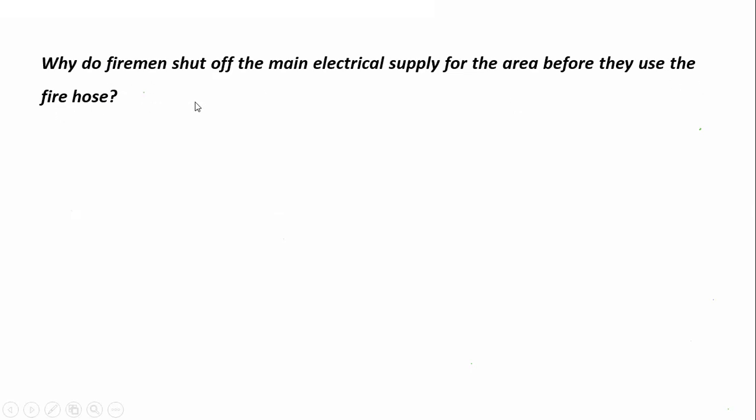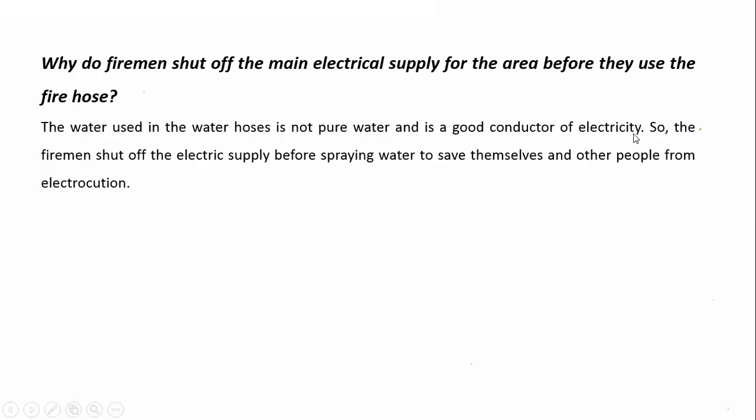Next is, why do firemen shut off the main electrical supply for the area before they use the fire hose? Of course, water is a conductor of electricity. That is why they are supposed to shut off the electrical supply before using that. The water used in fire hoses is not pure and is a good conductor of electricity, so the firemen shut off the electric supply before spraying water to save themselves and other people from electroconduction.